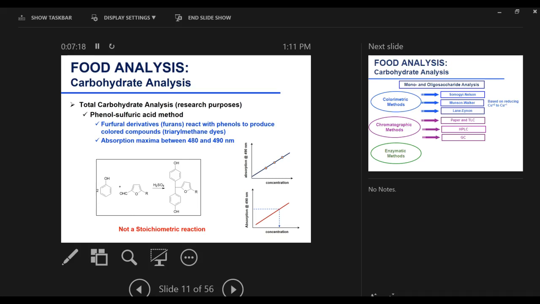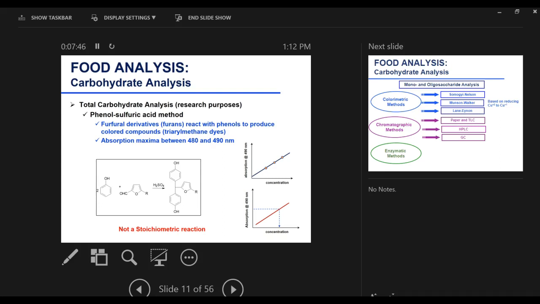It's not used for your food label or nutrition label, just because food matrices can be complex and there is a lot of interference in there, so you cannot use that method to determine total carbohydrate in any system. It has to be a clear system that does not interfere in the absorption measurements. That's key. That's why it's mostly used for research.